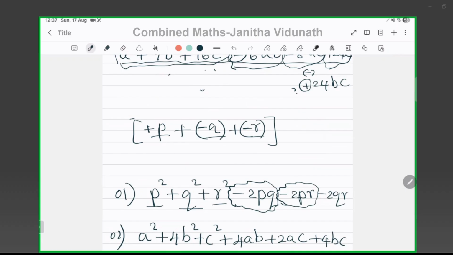Here, the equation should be correct as plus 2q. Then the answer for the first question is p minus q minus r whole square. So I will give 1 minute to write down this answer.